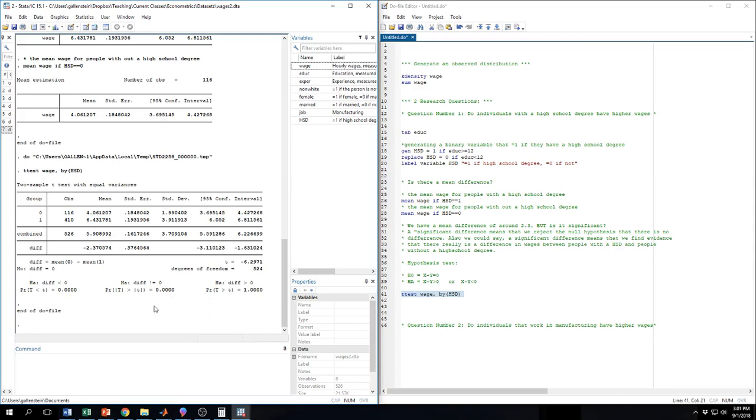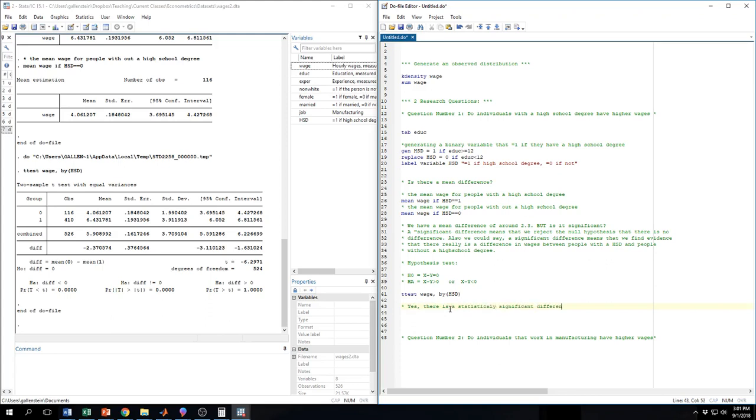All right, so then we've done it. We calculated our differences, and now we went back and we looked, okay, is it statistically significant? Yes, it is statistically significant. So we can come back over here and just make a note of it. Yes, there is a statistically significant difference between the wages for people with a high school degree and people without a high school degree.